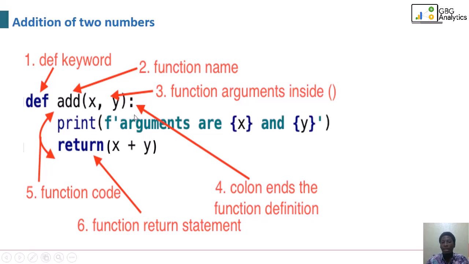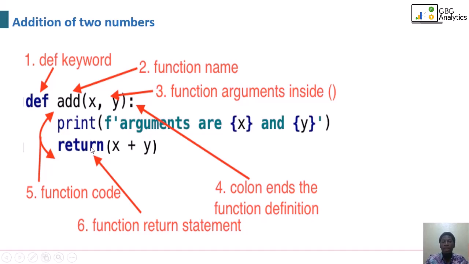And also, as you can see, here is the body of the function. Those are the codes that will allow our function to work. We have print here, and we have the f string here, which prints "arguments are x and y". And then we have a return keyword. This return keyword returns our results.